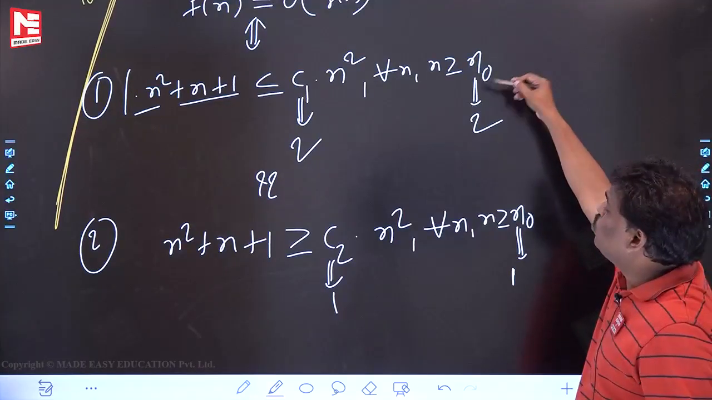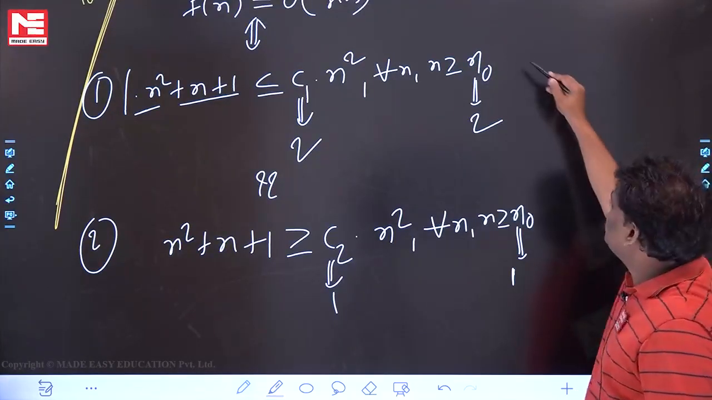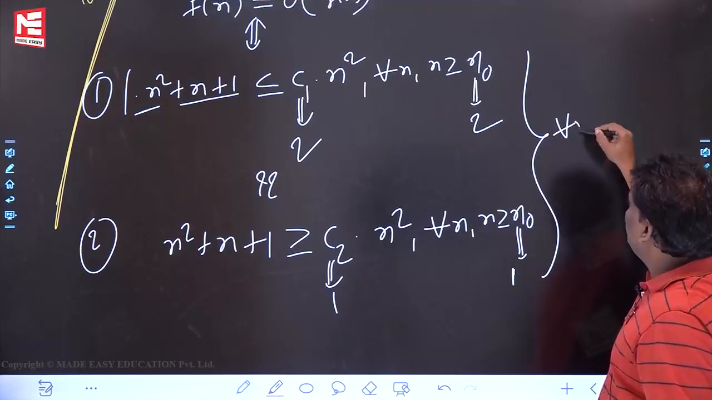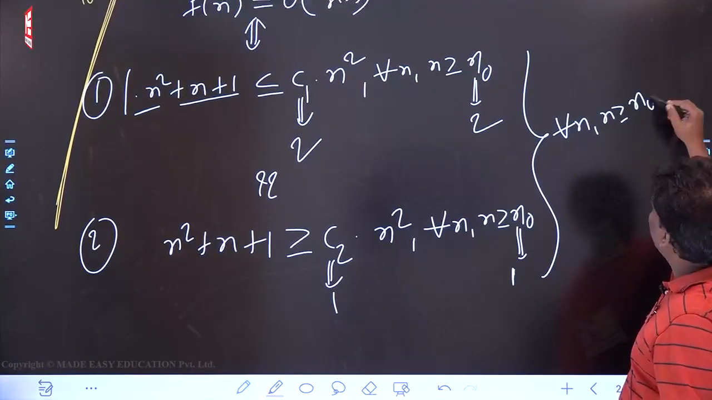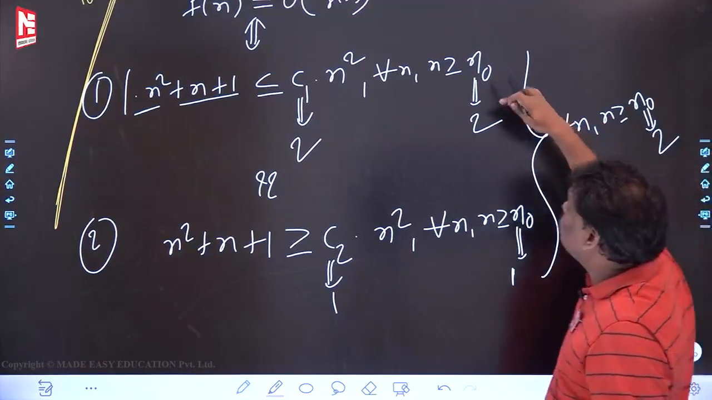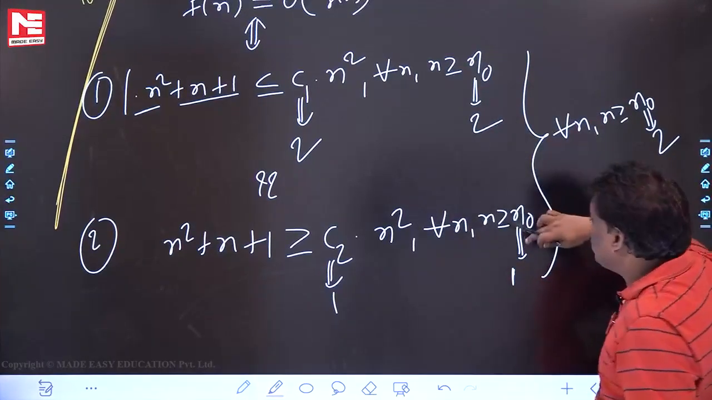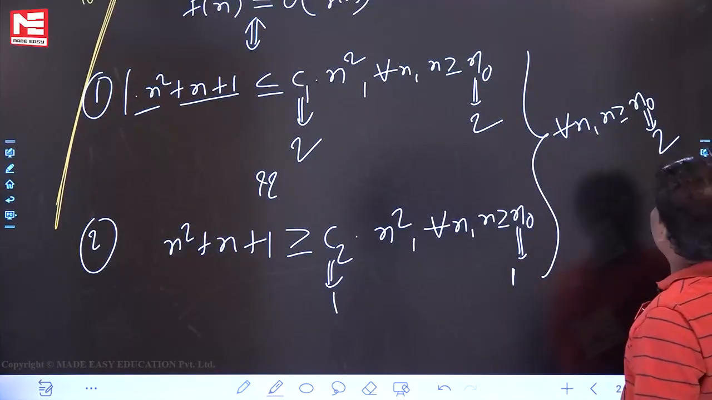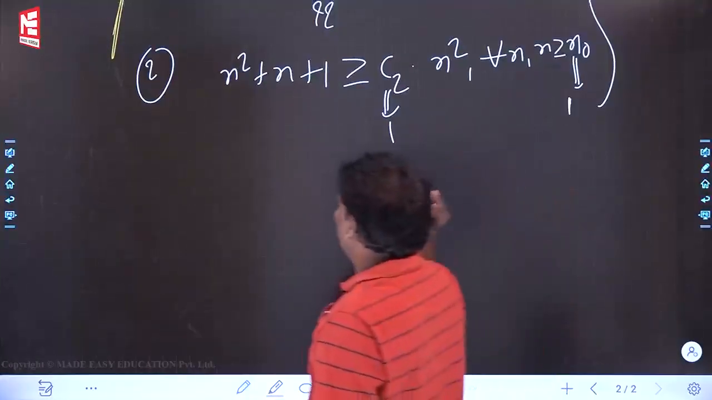Can you say he is working from where? 2 onwards everywhere. This is 1 onwards everywhere. Common thing, this is a common thing. For all n, where n is greater than or equal to n0, n0 is 2. He is from 2 onwards everywhere. He is from 1 onwards everywhere. Common point, 2 onwards everywhere working. So, final conclusion. What is the answer?